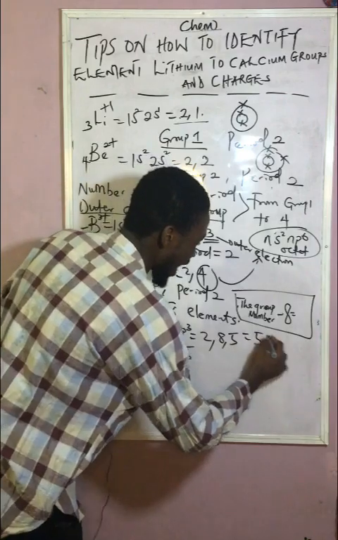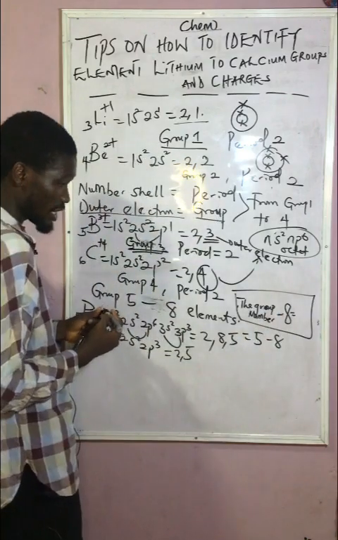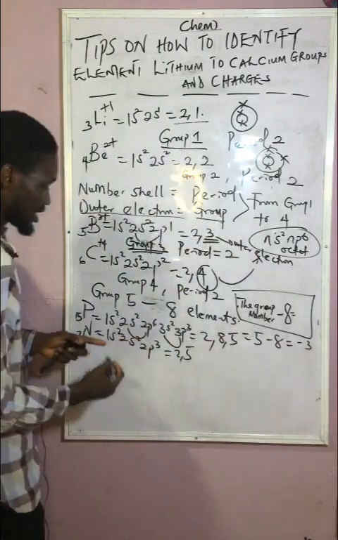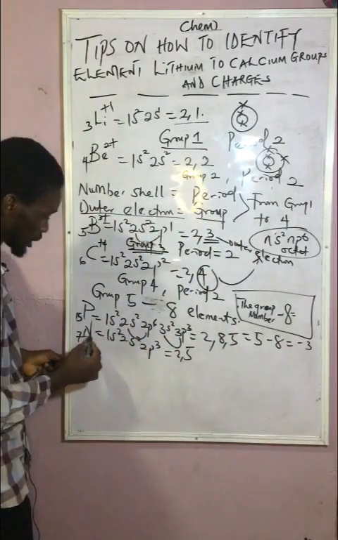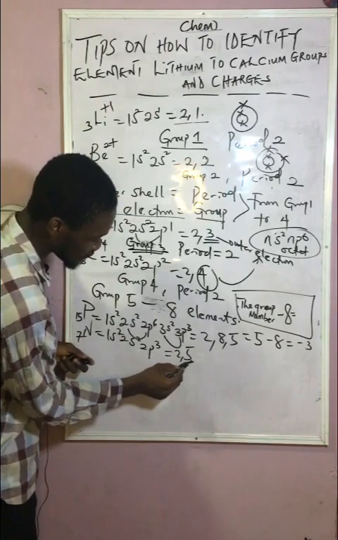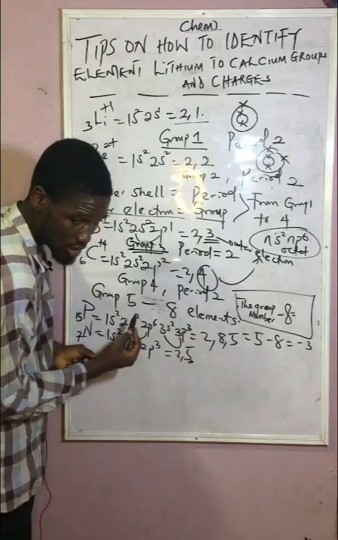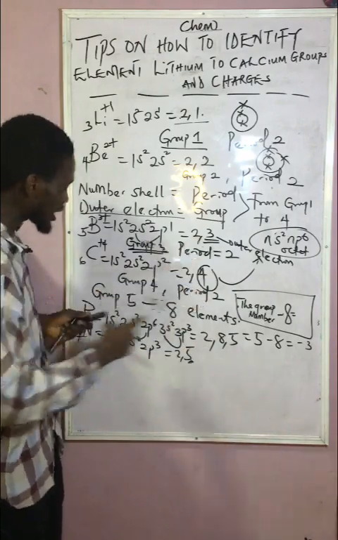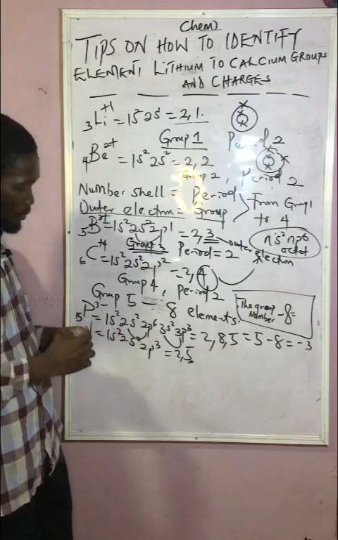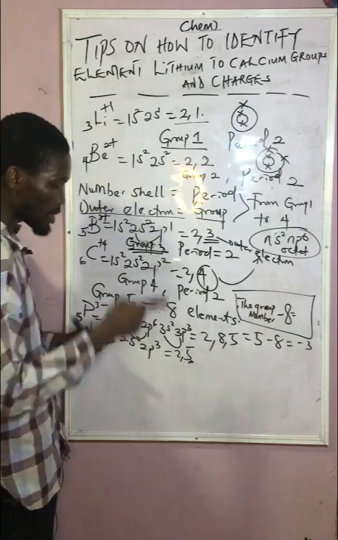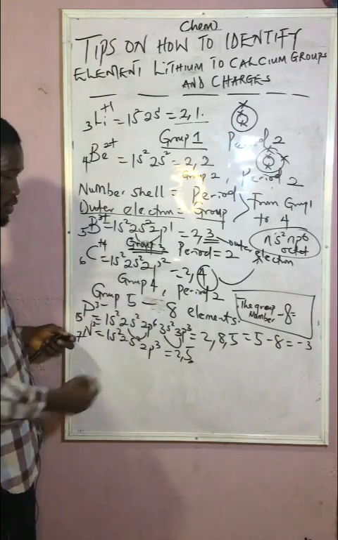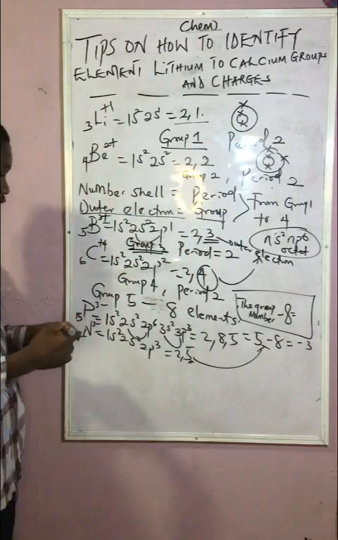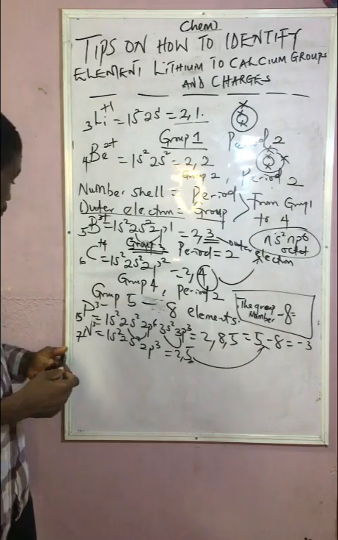We'll be having 5 minus 8. Is that clear? 5 minus 8 is equivalent to minus 3. The same thing applies to nitrogen. This is the outer electron, which represents the group number. So it means that phosphorus belongs to group 5, but the charge is 3 minus. Nitrogen belongs to group 5, but the charge is 3 minus. So with that, you can say this also will go with this. So we have minus 3 for phosphorus.